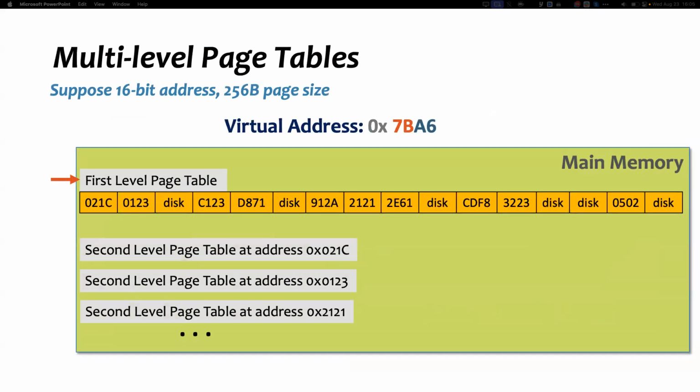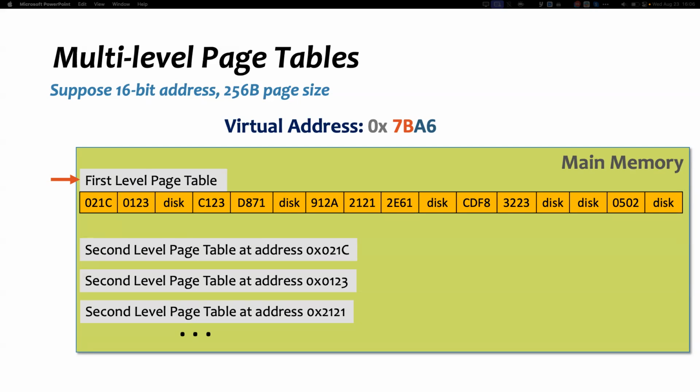All right. So again, I'm changing the numbers a little bit so that I can have a small example to illustrate. 16-bit address, 256 byte page size. So 8 bits for page offset, 8 bits for page number. And the way we do lookup is, we have quite a few page tables in the main memory. One of them is a first level page table, and the others are second level page tables. So as you can see, what I have in the first level page table is a bunch of addresses, right?